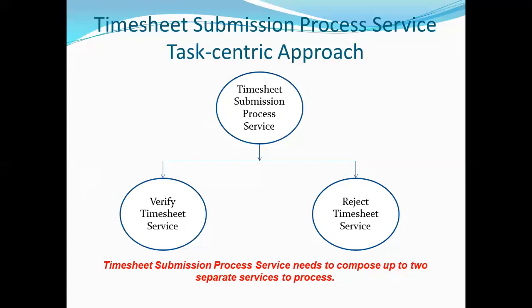After completion of these two task-centric services comes composition. The timesheet submission process service needs to be composed of the two separate services. When these two services are developed and we compose them, our timesheet submission process service is completed.